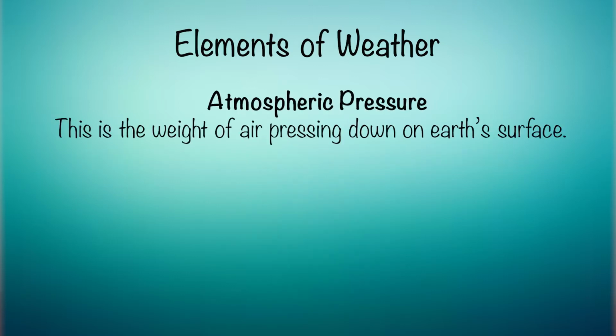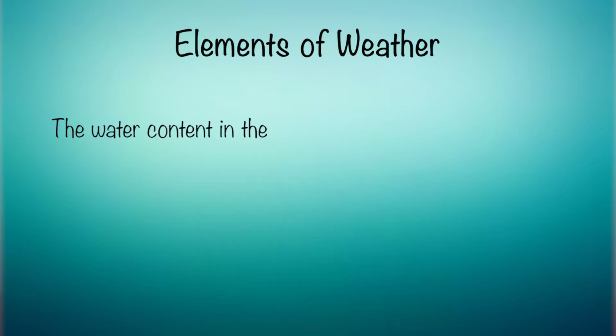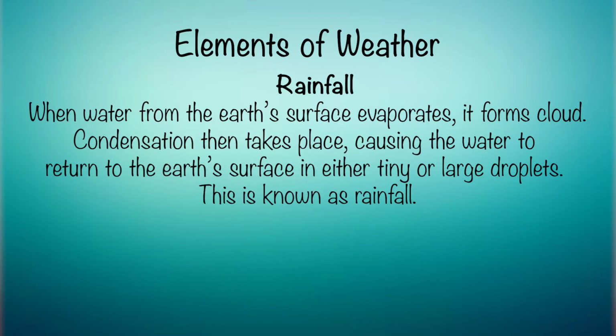Atmospheric pressure. This is the weight of air pressing down on the Earth's surface. So atmospheric pressure is another element of weather, and it simply means the weight of the air that is pressing down on the Earth's surface. Humidity refers to the water content that is found in the atmosphere. Next, we will look at rainfall.